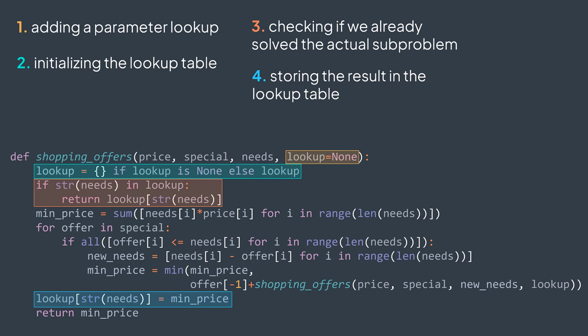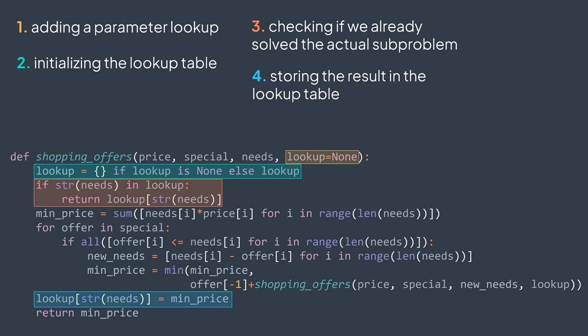So if the array of needs as a string exists in the lookup table, it means that we solved this subproblem before. We don't need to do it again. We directly return the result that we stored. We return lookup of str of needs. Else, we solve the subproblem normally. But before returning the result, we store it in the lookup table. We assign it to lookup of str of needs, to be able to find it later.